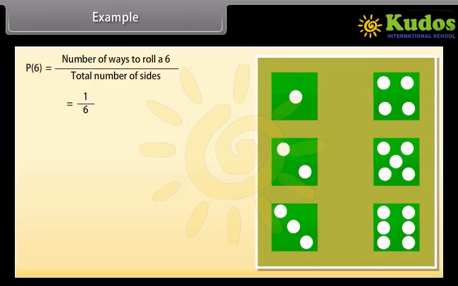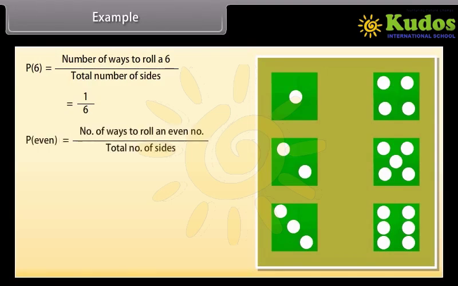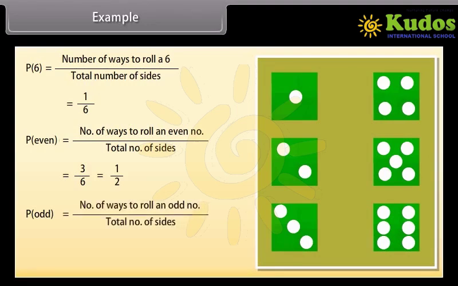Now we can see that the ways to roll an even number is 3. We can find the probability as P(even) is equal to number of ways to roll an even number upon total number of sides, which is equal to 3 upon 6, which is 1 upon 2. And the ways to roll an odd number is also 3, so the probability is P(odd) is equal to number of ways to roll an odd number upon total number of sides, which is equal to 3 upon 6, which is 1 upon 2.